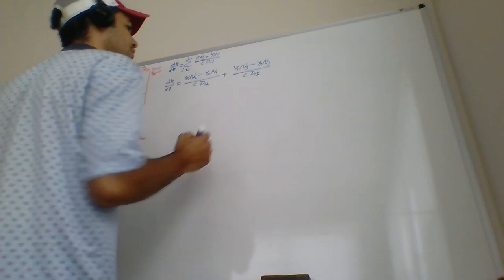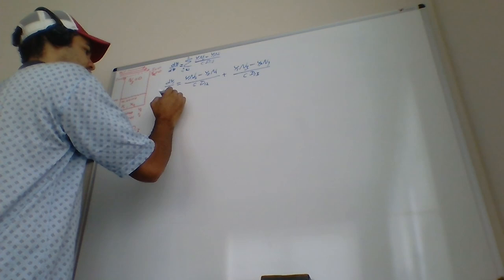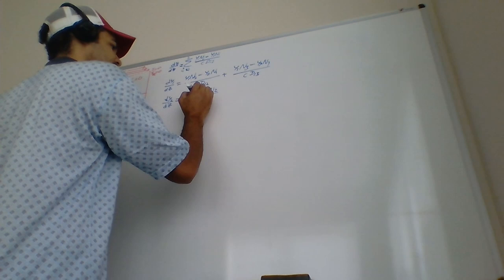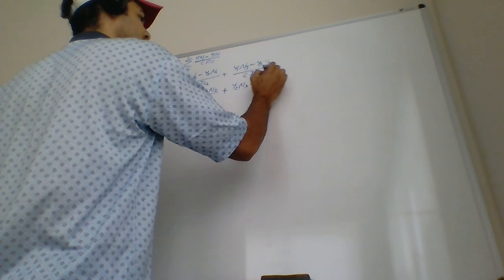So then we do that same thing for methanol. We have the mole fraction gradient of methanol is equal to Y2 N1 minus Y1 N2 over concentration times diffusivity from 1 to 2, plus Y2 N3 minus Y3 N2 over the concentration times the diffusivity from 2 to 3.